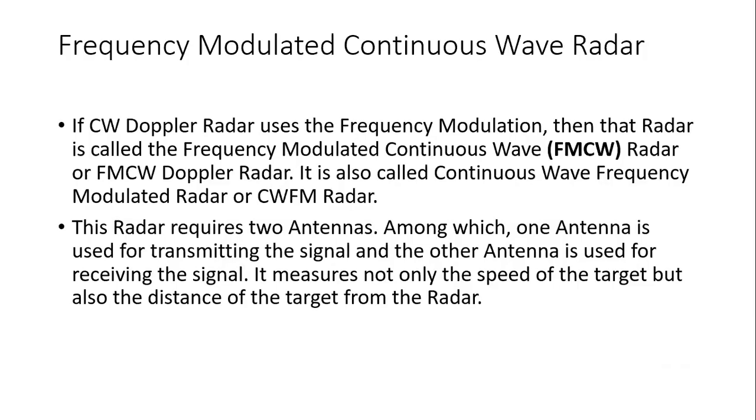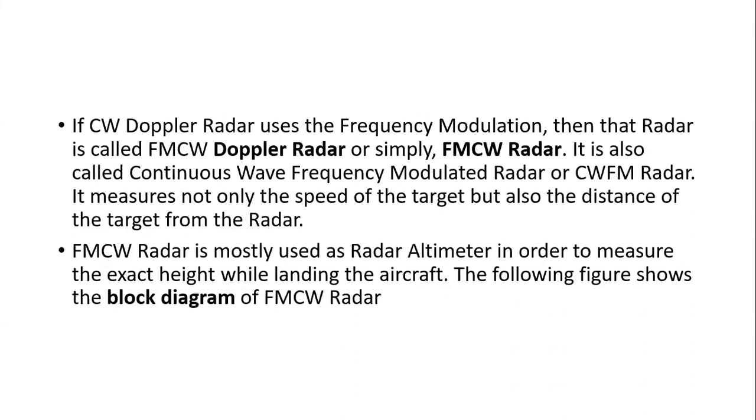Now one more continuous wave radar that we have is FMCW. The name itself says we are going ahead with frequency modulated continuous wave radar, or it can also be called continuous wave frequency modulated radar. Now here, as we said, whenever we use continuous wave, we are going to use two antennas.